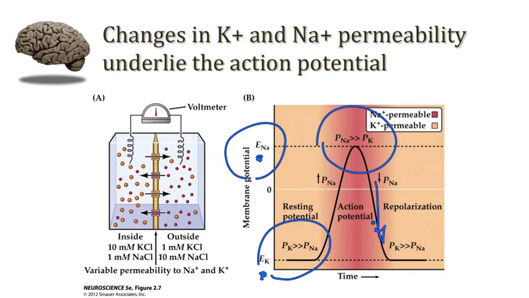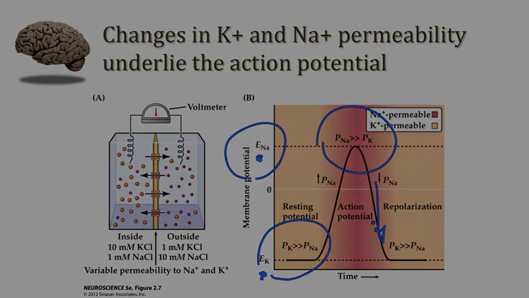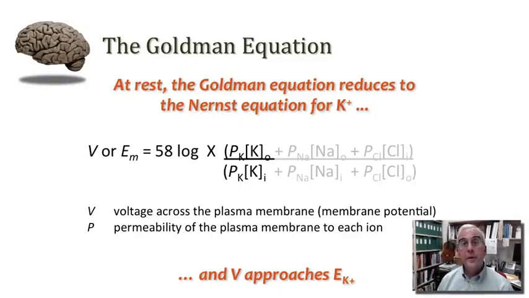These considerations of permeability changes for permeant ions, sodium and potassium, provide us with a framework for understanding the ionic basis of the action potential. And that's where we're going to go in our next tutorial. But before we get there, let's just return to the Goldman equation and emphasize some of these considerations.